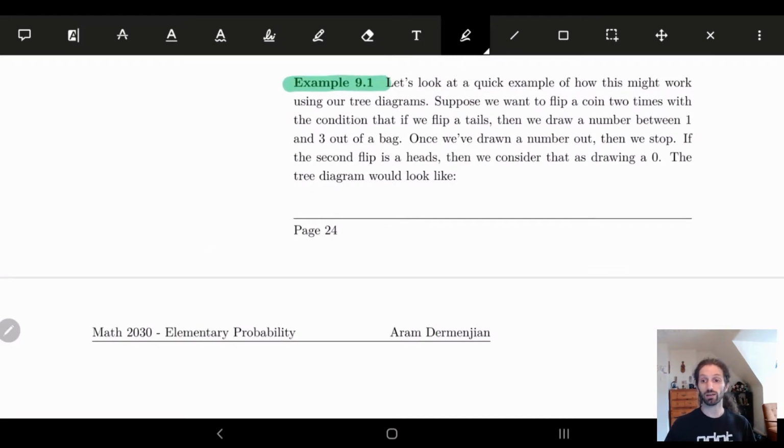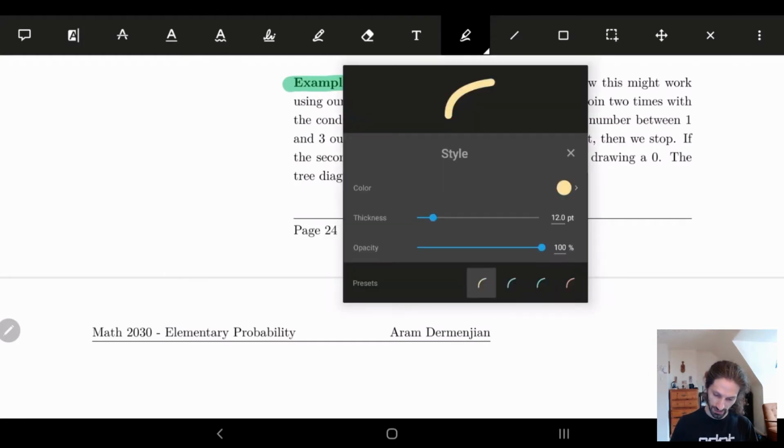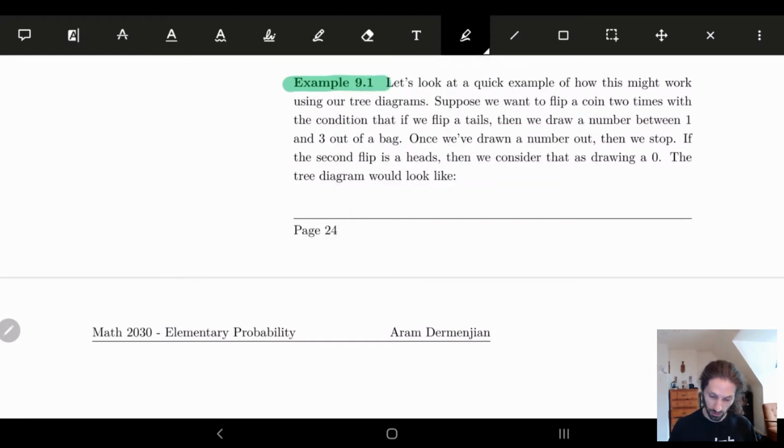We'll use our tree diagrams to help us. Basically, we want to flip a coin 2 times with the condition that if we flip a tails, then we draw a number between 1 and 3 out of a bag. Once we've drawn a number out, we stop. So I flip a tails, I draw a number, and I'm done. If after the second flip I still get a heads, then we consider that as a 0.